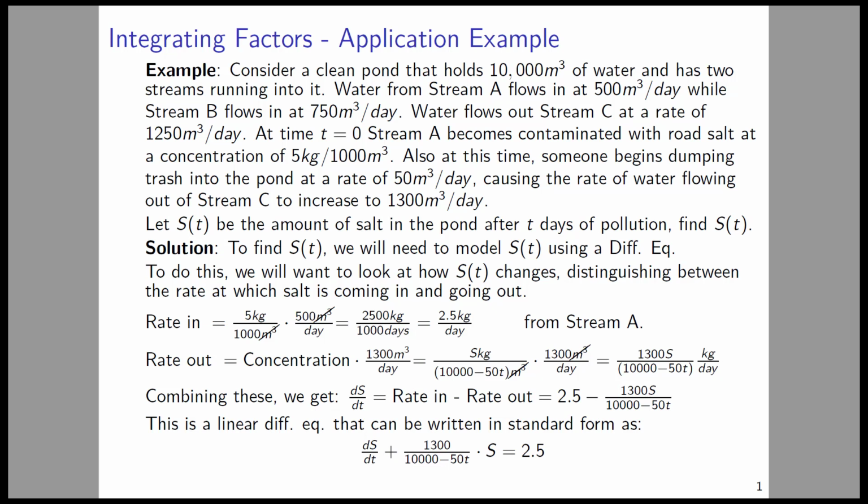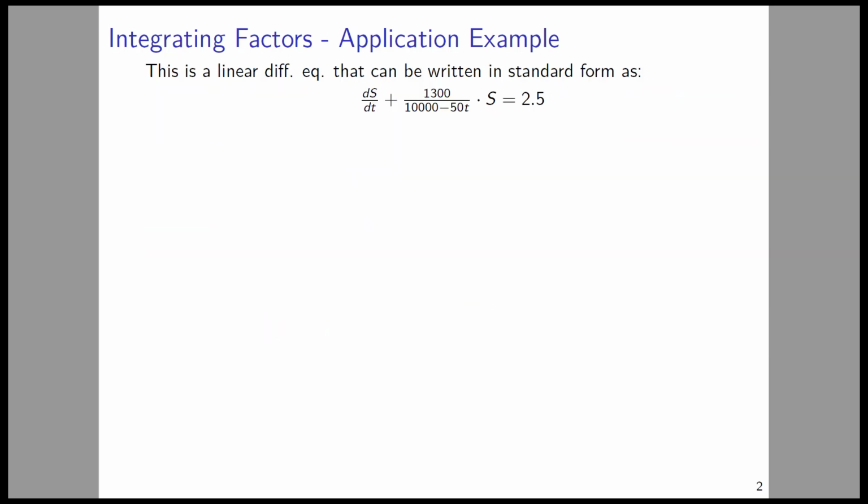And now that we have it in standard form, the next thing we'll need to do is solve it using an integrating factor. We can find this integrating factor as mu equals e to the integral of 1,300 over 10,000 minus 50t dt, our coefficient of S.